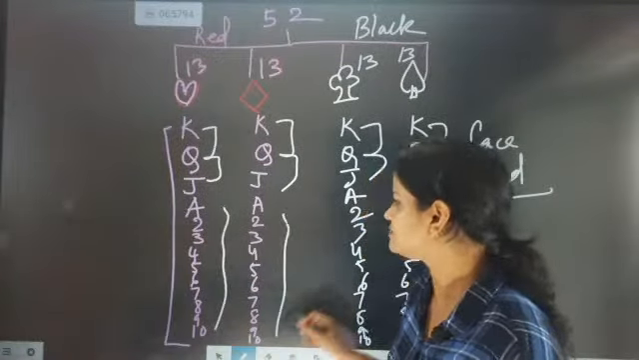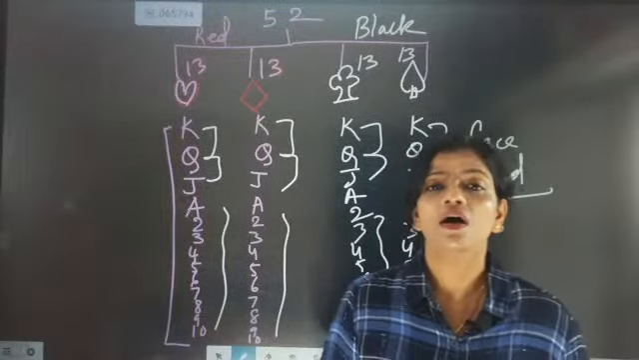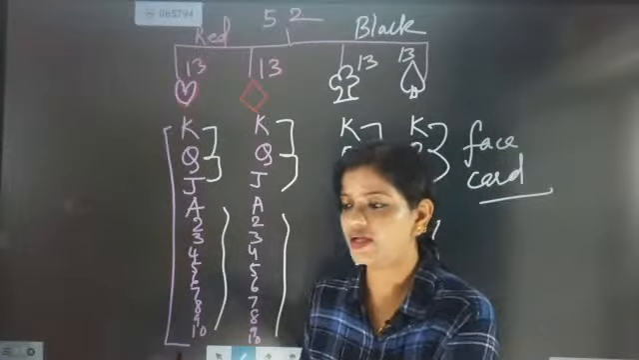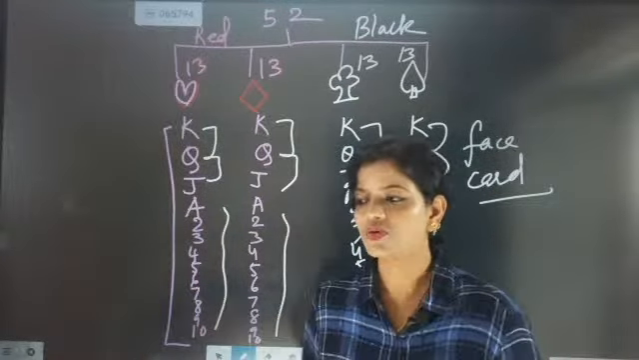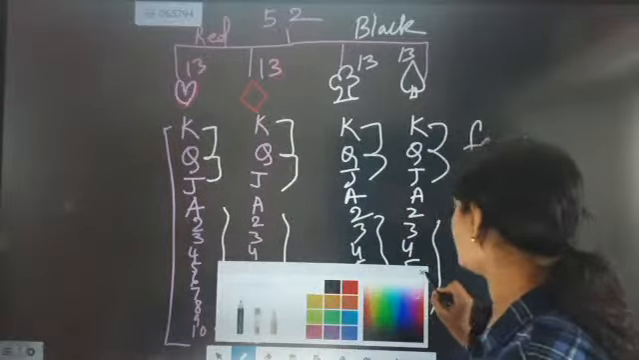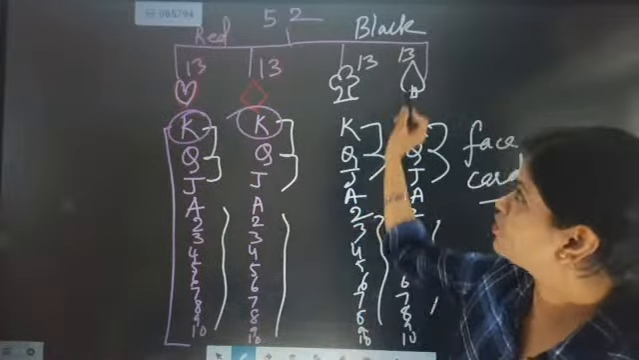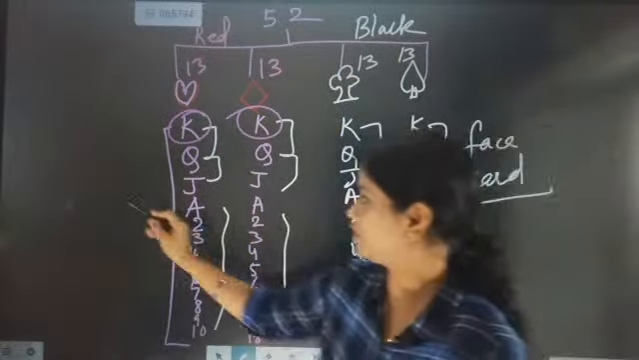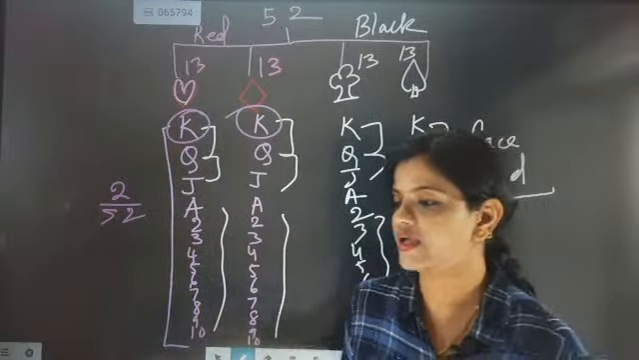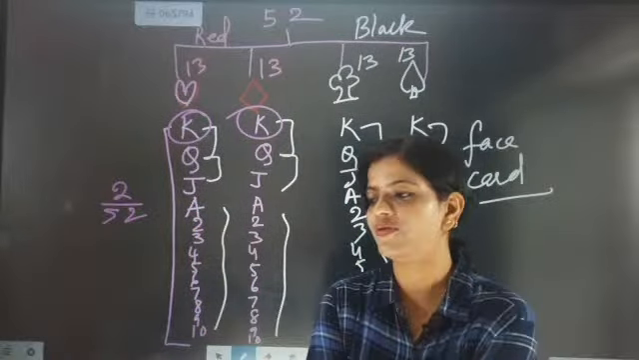Sometimes they will ask what is the probability of getting a red king. How many red kings are there? You know that in the king part, 2 red kings are there. So out of 52 cards, 2 are kings that are red. So the probability of getting a red king is 2 by 52.